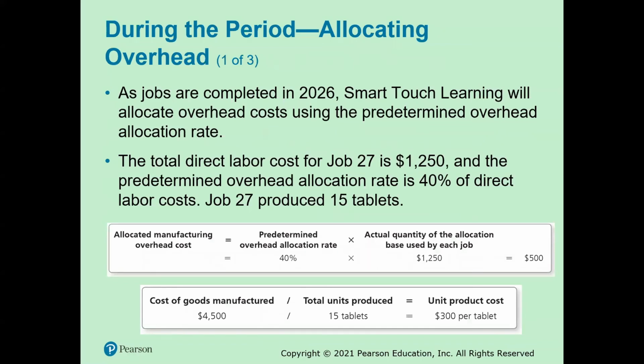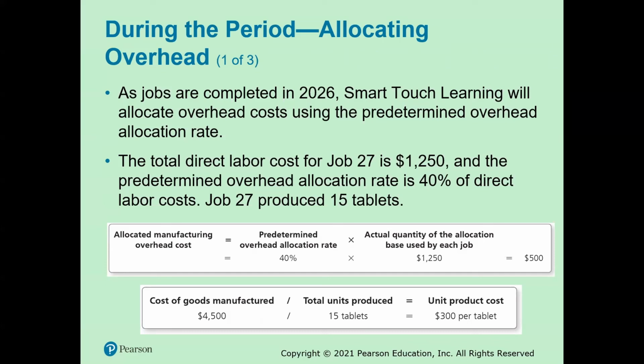As jobs are completed in 2026, Smart Touch Learning will allocate overhead costs using the predetermined overhead allocation rate and assign 40% of each direct labor dollar incurred for the job as manufacturing overhead costs. Smart Touch Learning uses the same predetermined overhead rate to allocate manufacturing overhead to all jobs worked on throughout the year, including jobs still in process at the end of the accounting period.